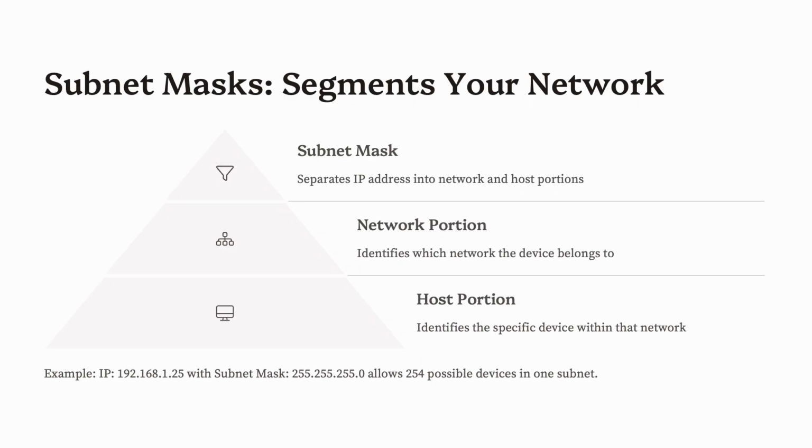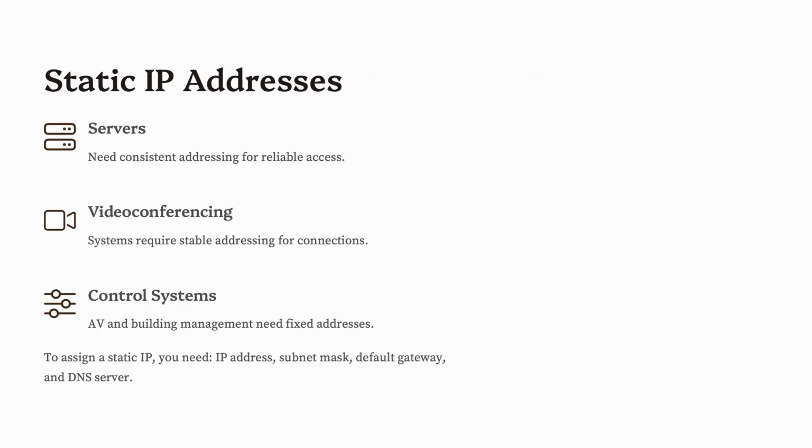So a mask of 255.255.255.0 indicates 254 possible hosts in one subnet. So let's talk about how hosts pick up those addresses. From a high-level perspective, there are 2 ways: static or dynamic. A static address means that it's manually assigned and never changes unless explicitly updated by an administrator.